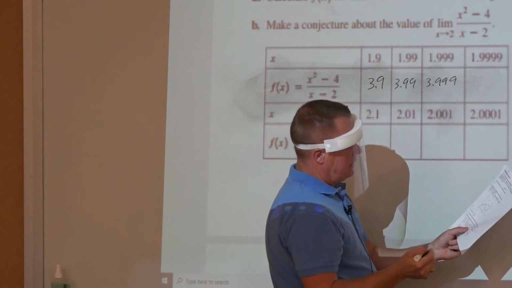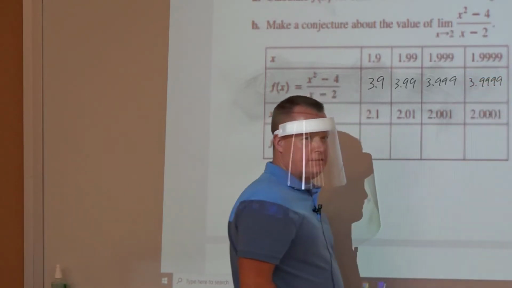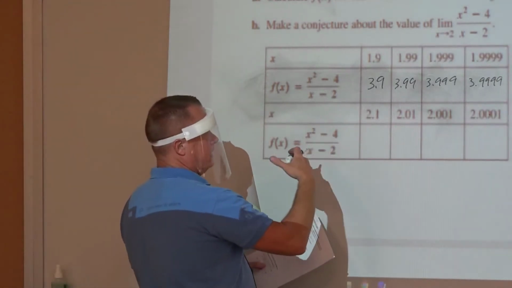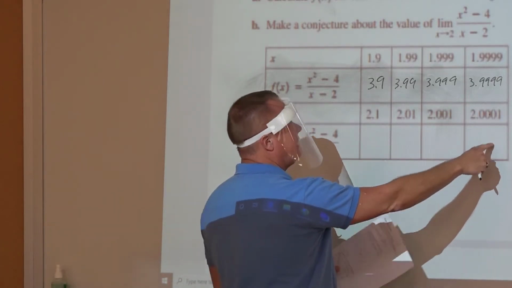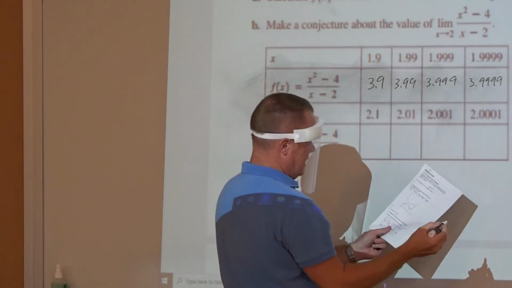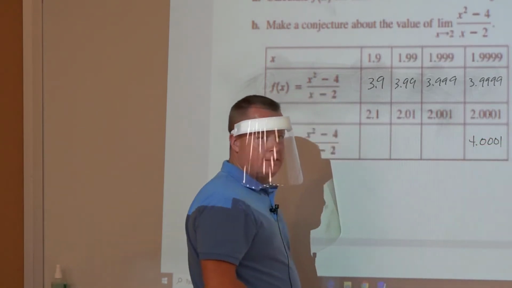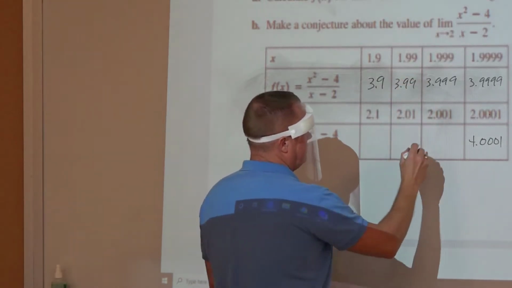Put that one in, I get 3.9999. Okay? Now that's from one side. Now let's come from the other side. So if I'm at, let's do 2.001. If I put that in for x, I get 4.001.